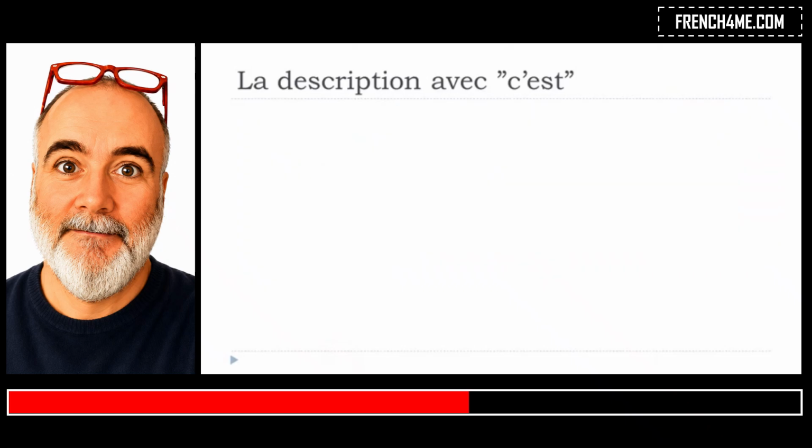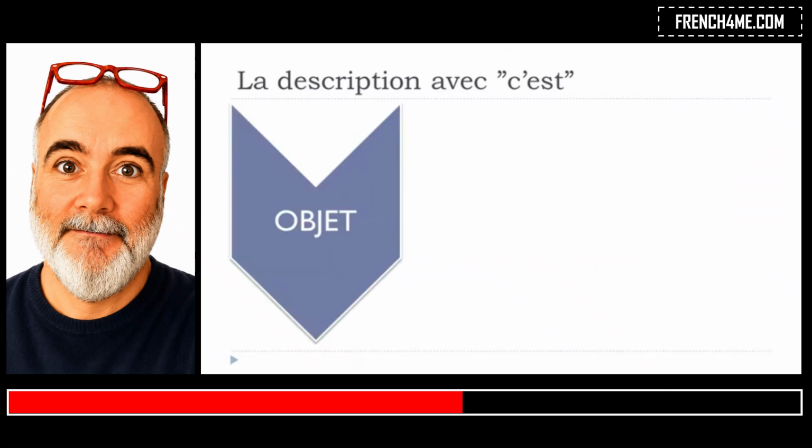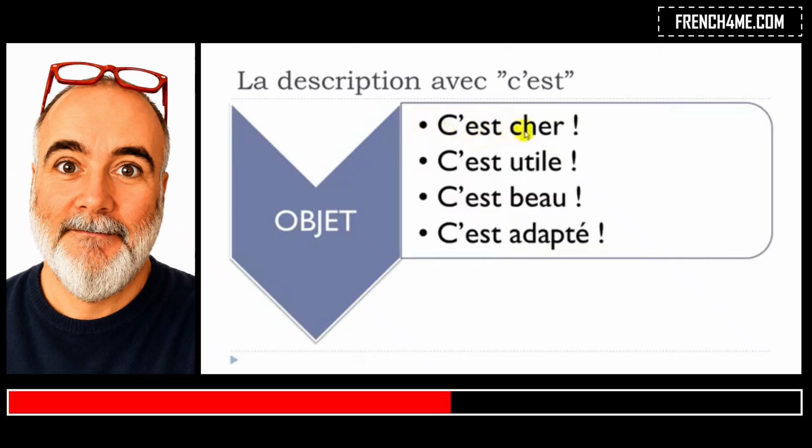Okay, let's continue now. So it could be for an object as well. You could describe an object, un objet. So let's see now. C'est cher. Cher is expensive. C'est cher. C'est utile. Utile, useful. C'est beau. Beautiful. C'est adapté. Adapted. C'est cher. C'est utile. C'est beau. C'est adapté. Remember, all these adjectives are at the masculine form. I'm getting tired now. All right, so at the masculine form, like I did say previously.